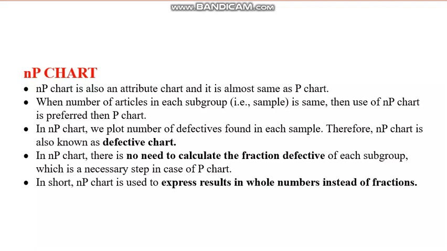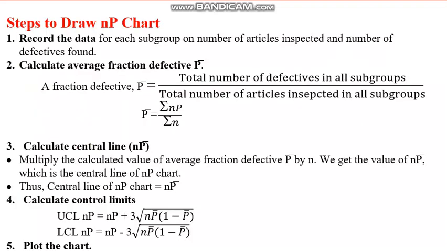3 upon 10 is equal to 0.3. This step is unnecessary in case of NP chart. Okay, now let us see how to draw the NP chart. First, you record the data. Record the data means, in each subgroup, number of articles inspected, number of defectives found. Okay, these things you get.